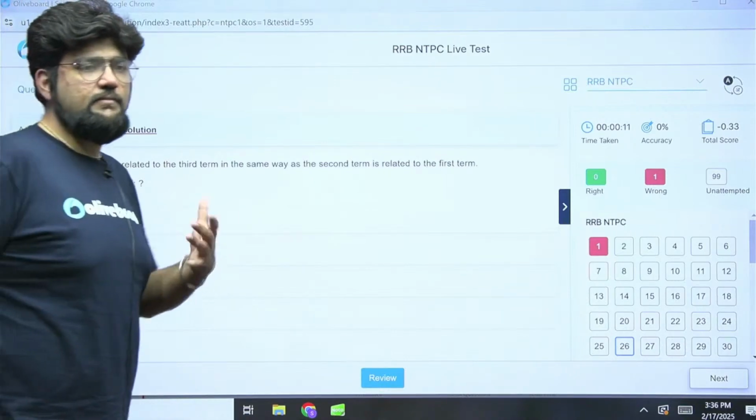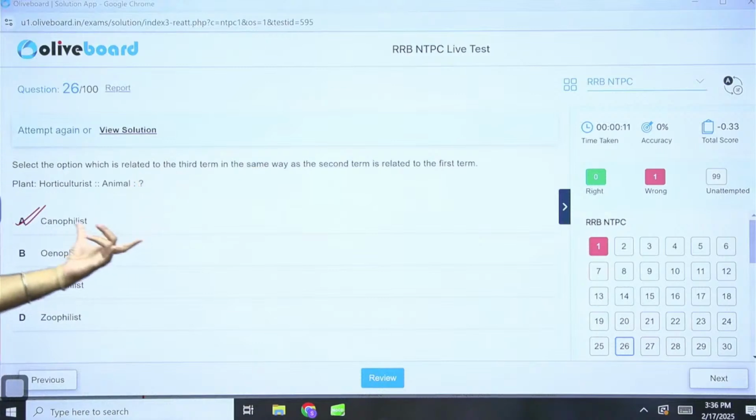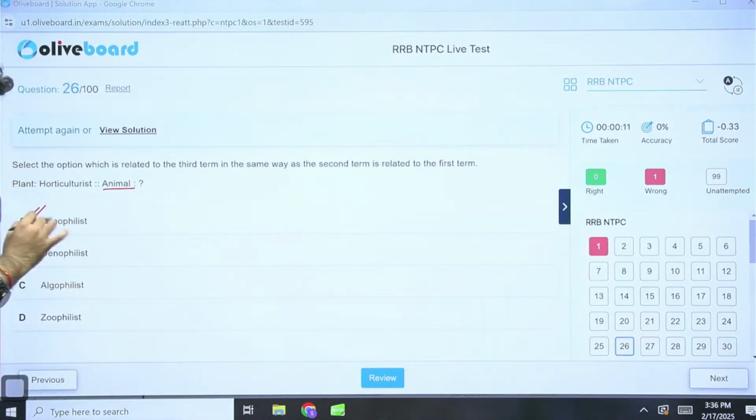Involved with means studies about, learns about, loves, interacts with, talks about dogs. Now you relate this to animal, but this is specifically dogs. This is not going to be a correct answer. When I talk about the other option, oinophilist talks about a person who is in love with wine. Nothing to do with animals.